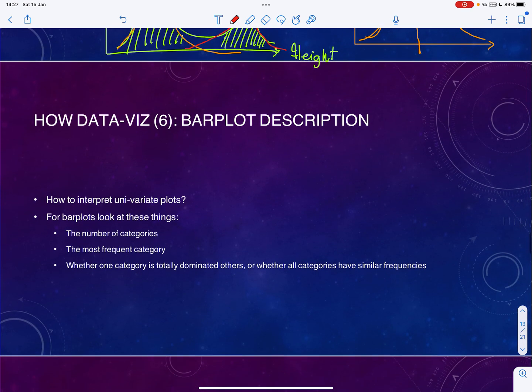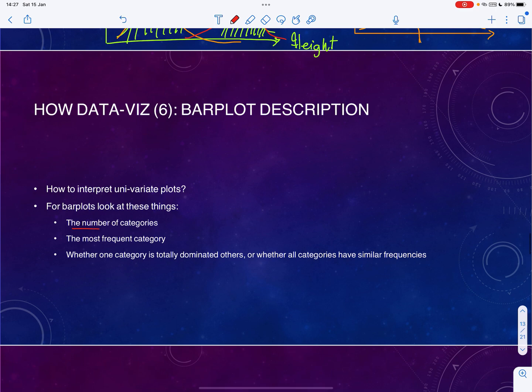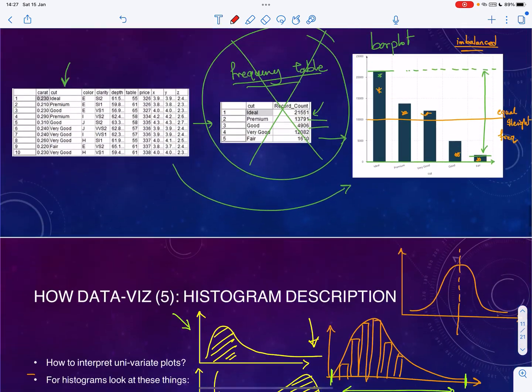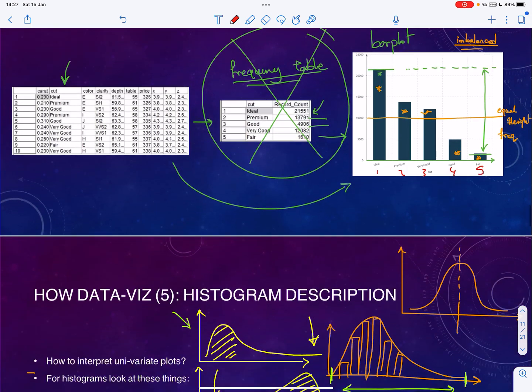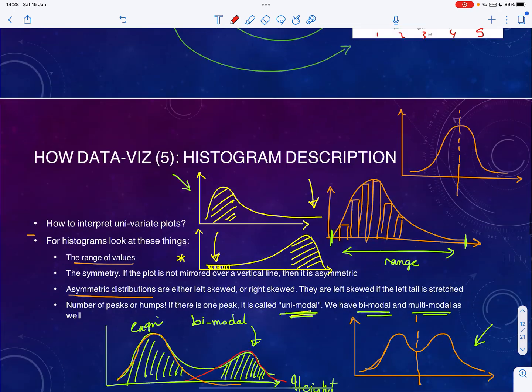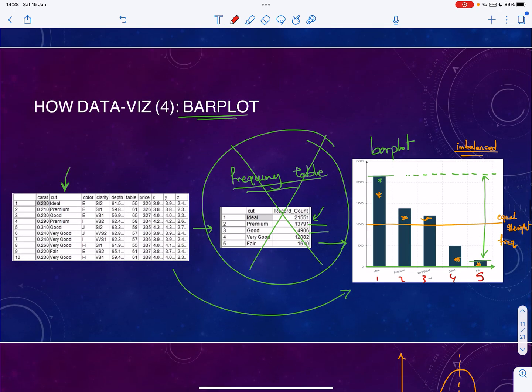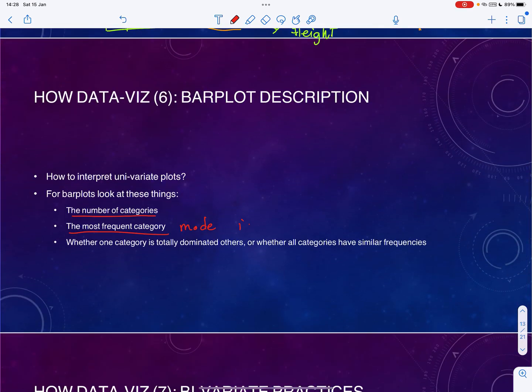What about comments on a bar plot? So on a bar plot, you have to look for these things: the number of categories. For instance, here we have 1, 2, 3, 4, 5 categories. The most frequent category, which is called the mode. So if we come back, the most frequent is ideal. So we have 5 categories. The most frequent one is ideal.